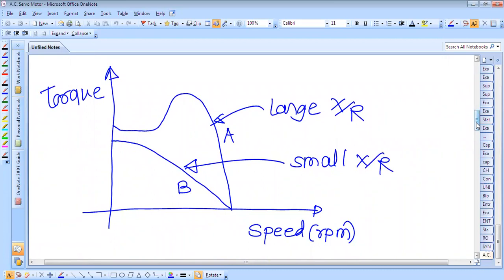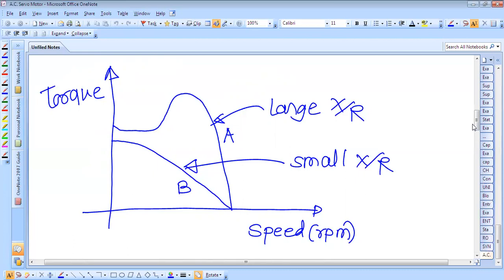This is the torque speed characteristics of the conventional induction motor and the A.C. servo motor. The characteristics of the machine can be defined by the ratio of the rotor reactance to rotor resistance. So the characteristics of the machine depend on this ratio, that is, rotor reactance to rotor resistance.